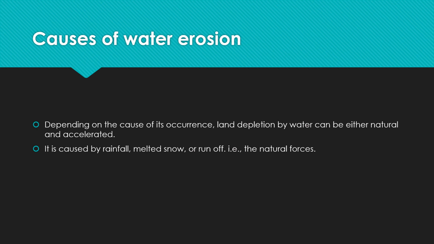Let us see some of the causes of water erosion. Depending on the cause of its occurrence, land depletion by water can be either natural or accelerated. It is caused by rainfall, melted snow or runoff.